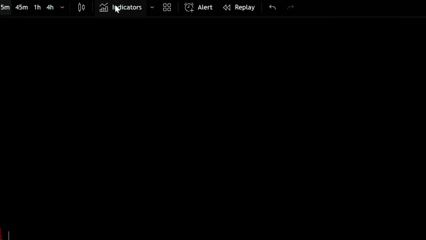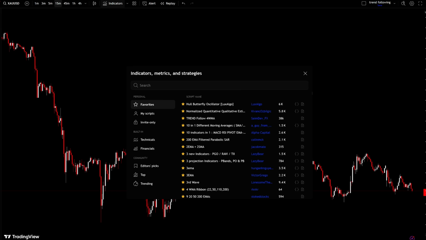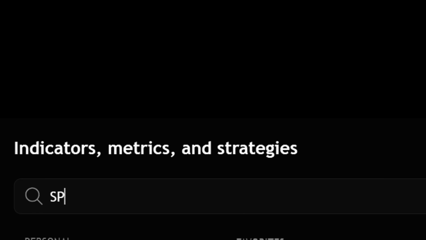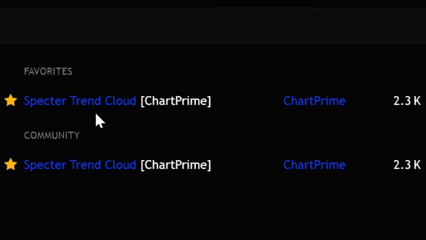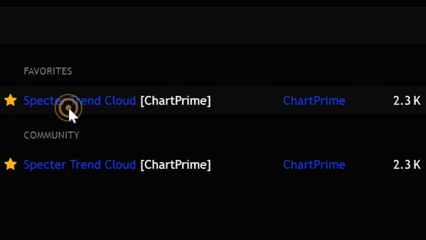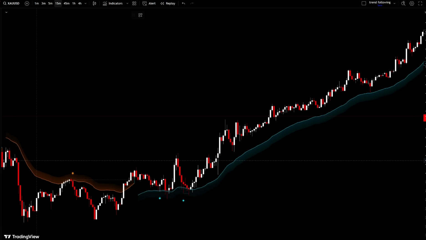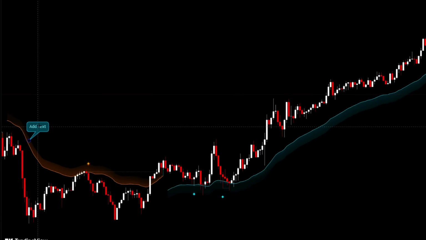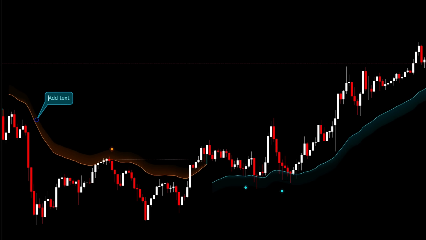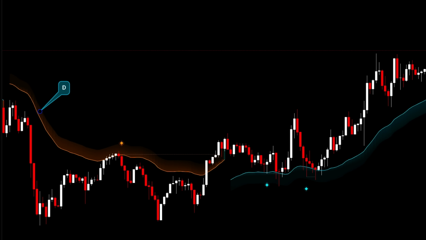Adding it in TradingView is simple. Click Indicators, type Spectre Trend Cloud, hit enter, and select this one by ChartPrime. Once added, you'll notice the cloud behind the price. Red means downtrend, candles below the cloud. Green means uptrend, candles above the cloud.